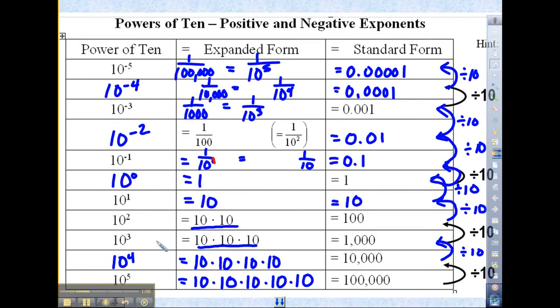All right, now having gone through all of that, there's 3 things I want you to notice. The first thing I want you to notice is 10 to the first power gives you 10. Any number to the first power is that number. Next thing I want you to notice is 10 to the 0 power gives you 1. And you'll come to find out that any number raised to the 0 power gives you 1.